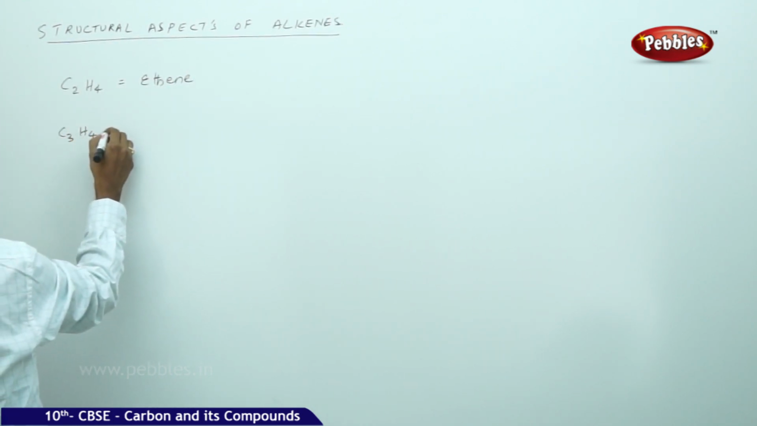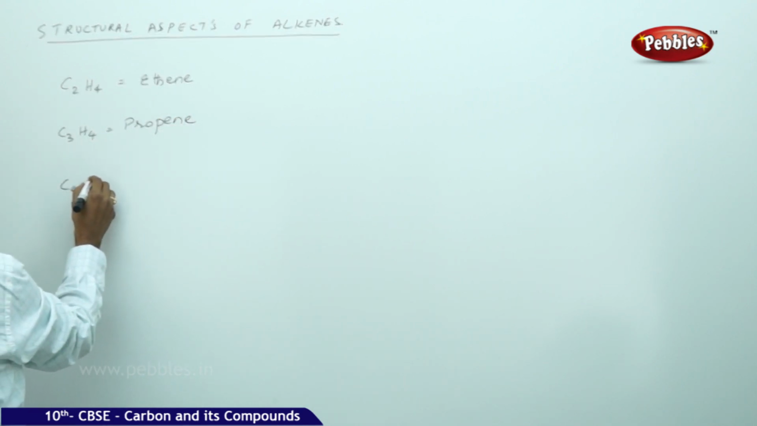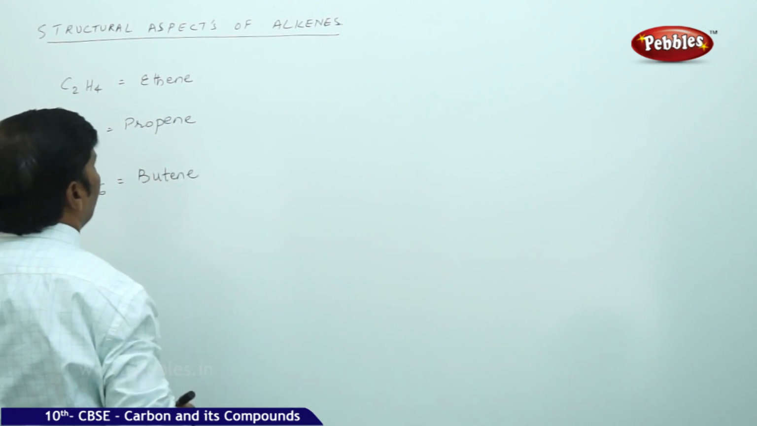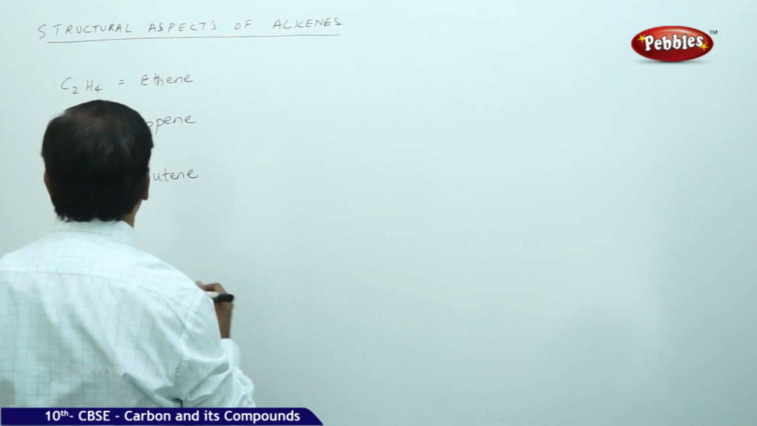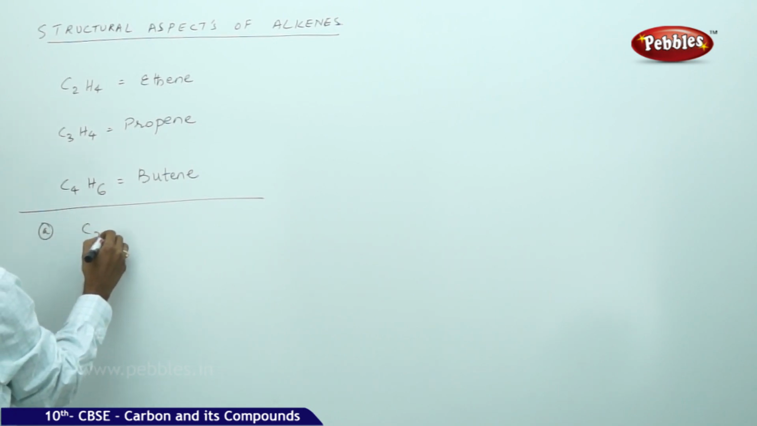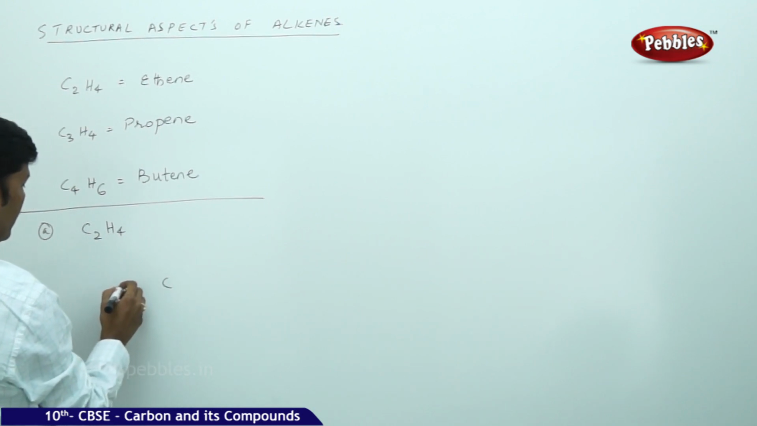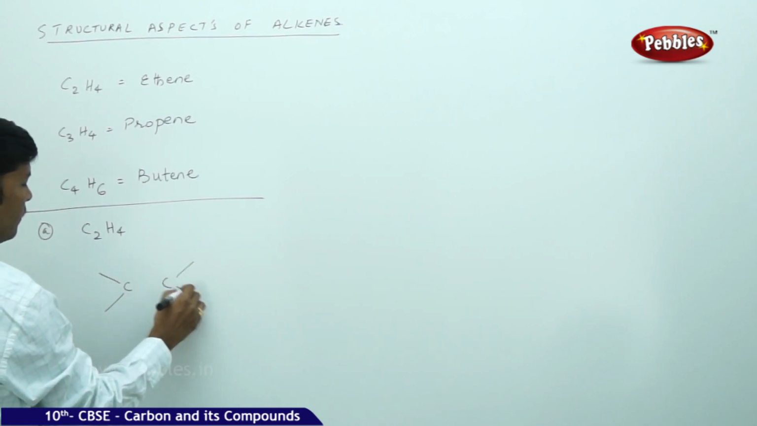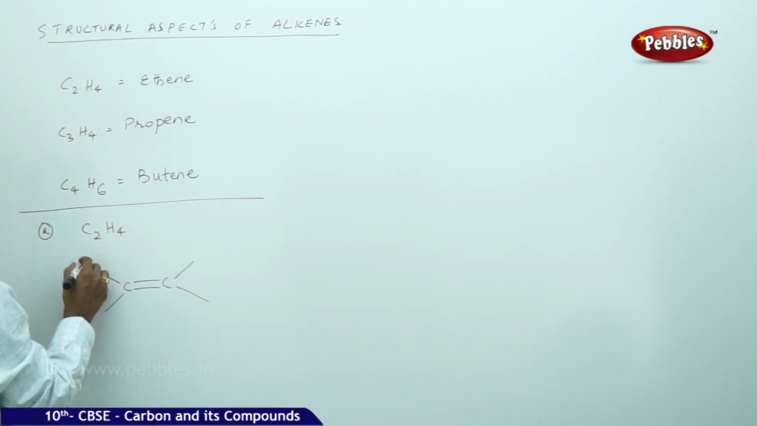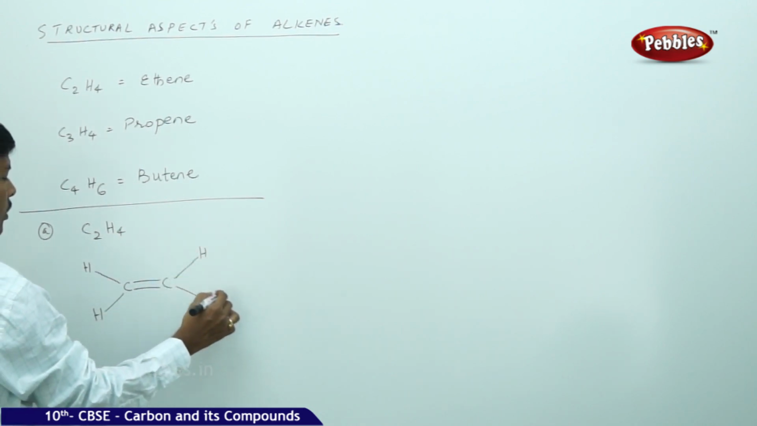C3H4, this is propene, and C4H6 is butene. So if you take C2H4, we take the structural aspects. There are 2 carbons, so I am taking 2 carbons. Satisfy the tetravalency. You place a double bond between 2 carbons, and there are 4 hydrogens. So first hydrogen, second hydrogen, third hydrogen and fourth hydrogen.